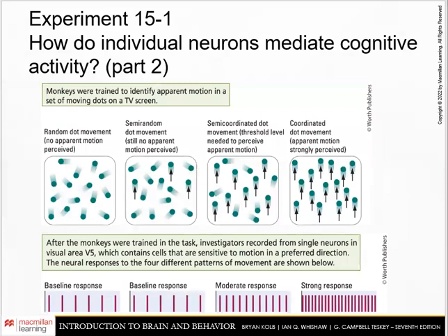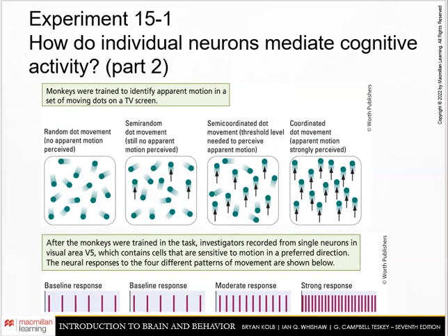So here we have a figure showing an experiment where monkeys were trained to identify apparent motion in a set of moving dots on a TV screen. There was random dot movement, where no apparent motion was perceived. Then there was semi-random dot movement, where there's still no apparent motion perceived. In the semi-coordinated dot movement, the threshold level needed to perceive apparent motion was met. And then there was the coordinated dot movement, where the apparent motion was strongly perceived.